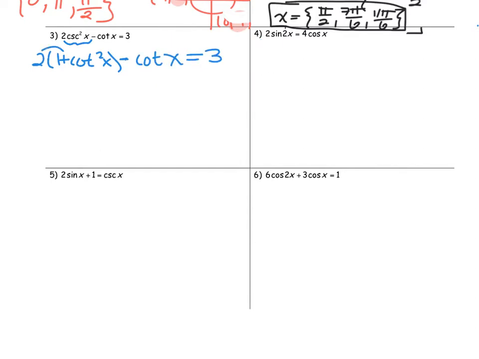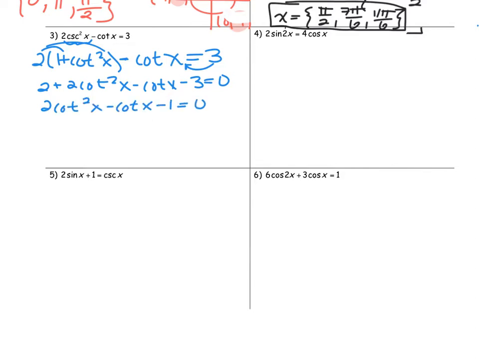And now I'm just going to distribute. So we have 2 plus 2 cotangent squared of x minus cotangent of x minus 3 equals 0 by bringing that over. When I simplify, I have 2 cotangent squared of x minus cotangent of x minus 1 equals 0. And again, you guys can do your tricky trinomial here. I'm going to do my factor by grouping. So why don't you solve this, and let's see if we get the same thing.